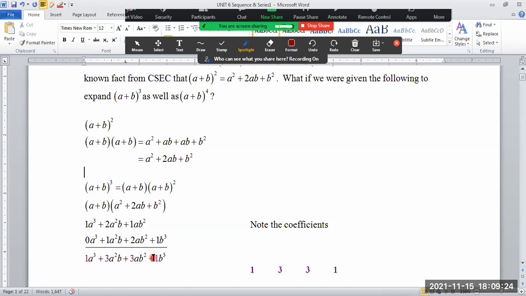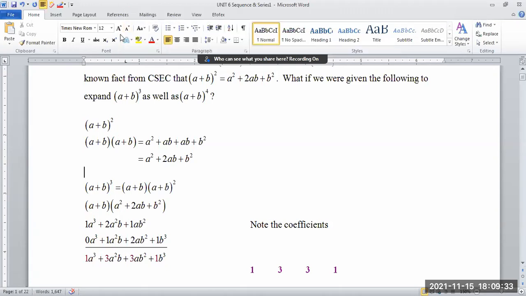Sir, can you go up to where the 0a cubed plus 1a squared b is? All right, do me a favor and start from right there, please. And I have no problem, Cassandra, to do that for you.